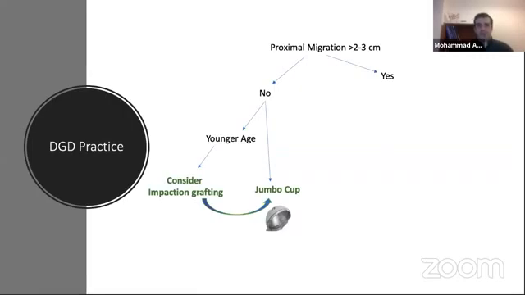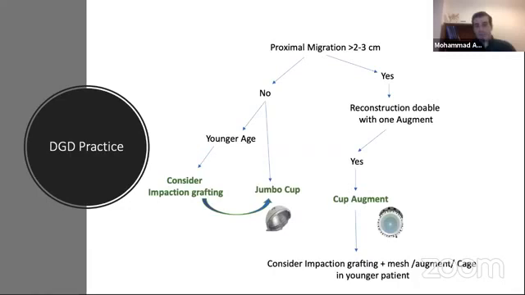If the proximal migration is more than 2 to 3 centimeters, then we ask ourselves, can we reconstruct this socket with one augment? And if the answer is yes, we usually go for a cup augment construct. However, again, if this patient is young, we can consider impaction bone grafting with a mesh or an augment or a cage, with the hopes that in 10 to 15 years, when this hip fails, we can do an easier revision with a cup augment or even a jumbo cup. However, if it needs more than one augment, then in today's or Prof's current practice, we would prefer to use a custom 3D implant.